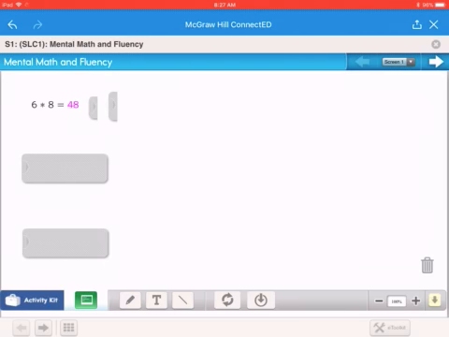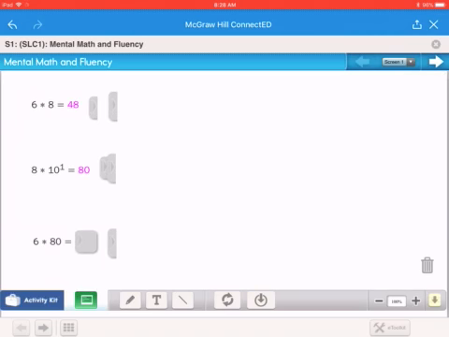Next one, what is 8 times 10 to the first power? That one you just do 8 times 1, and then you have 1 zero since it's to the first power, so that makes it 80.